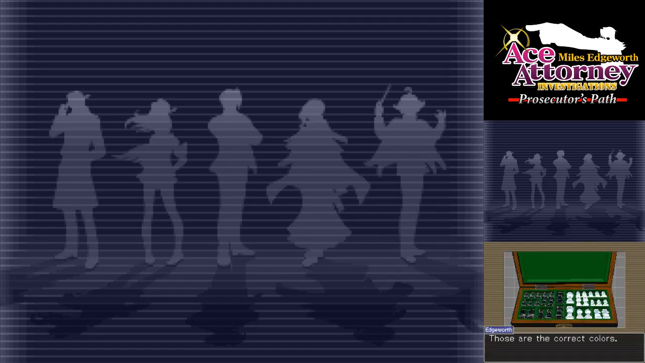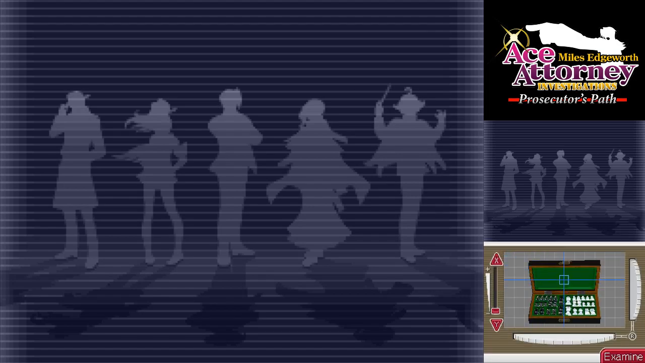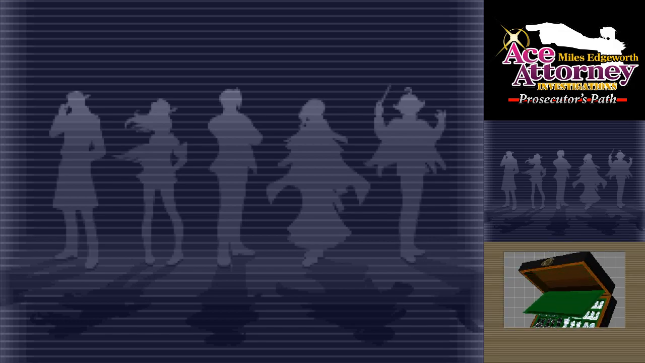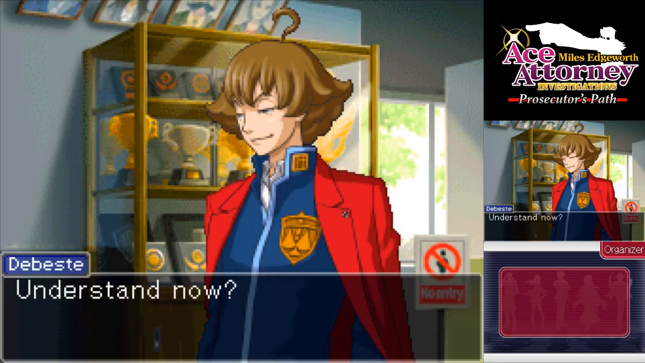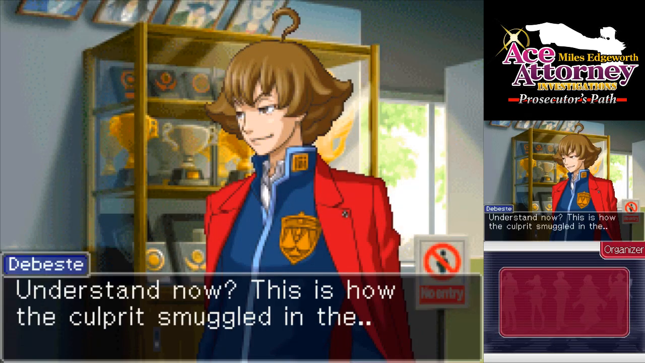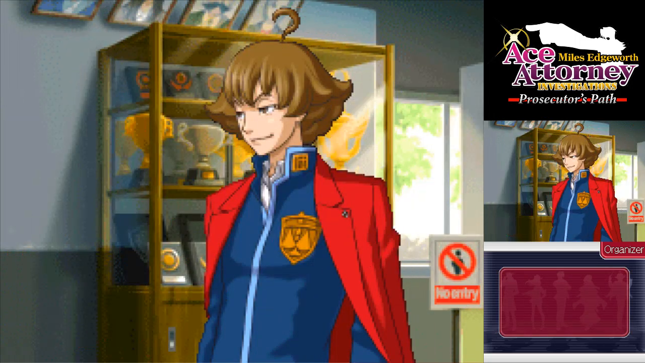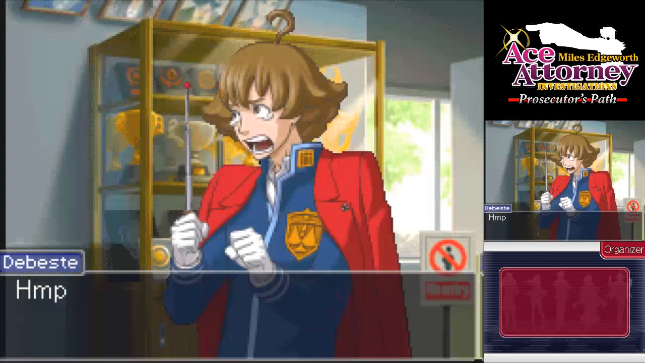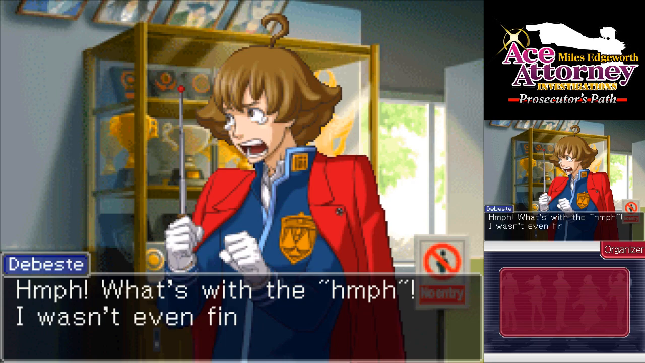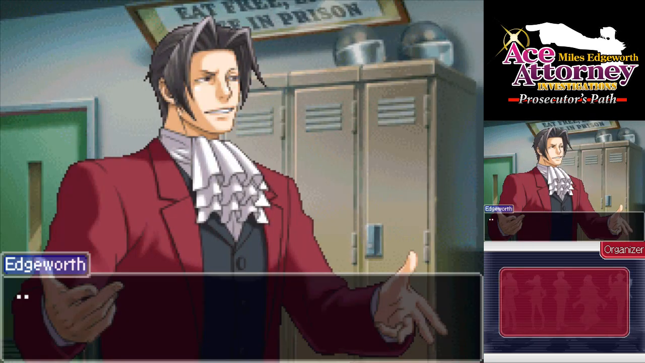Okay, wait a second. Okay, so now we can examine up here. The top panel is removable. It's quite deep. Yes, there's more than enough room to hide a small knife. Understand now? This is how the culprit smuggled in the... What's with the humph? I wasn't even finished.